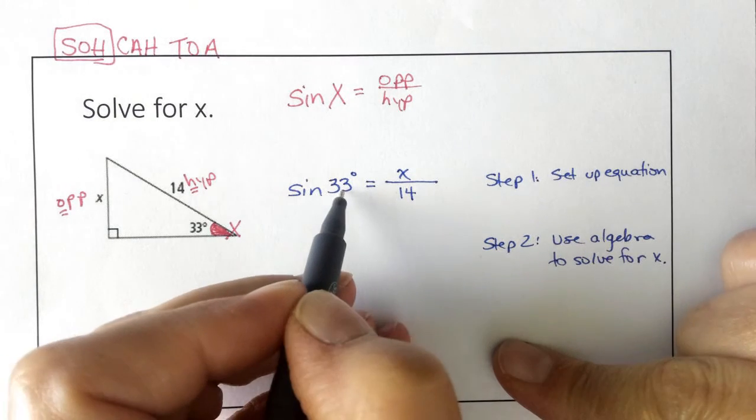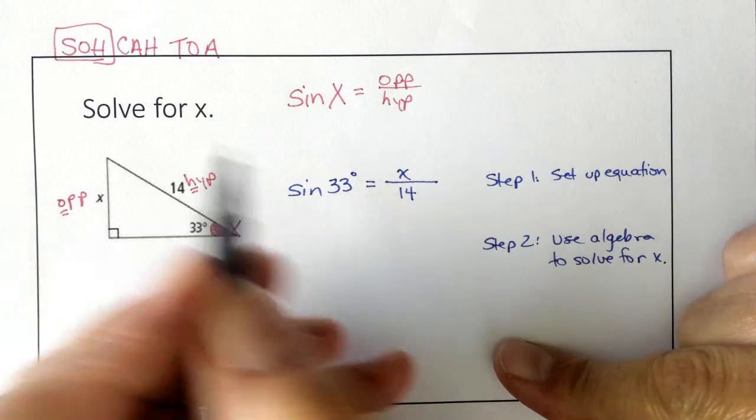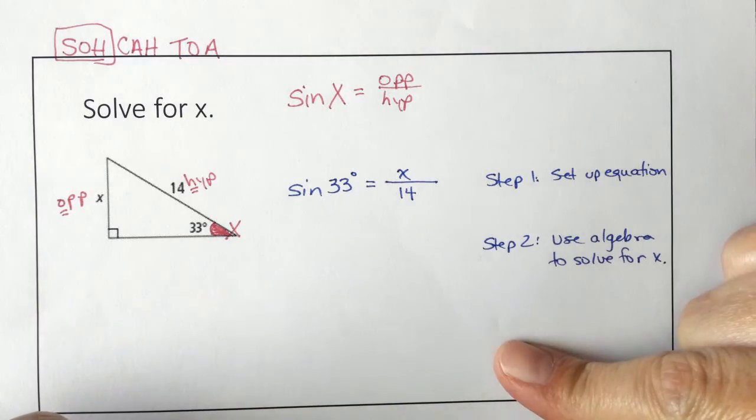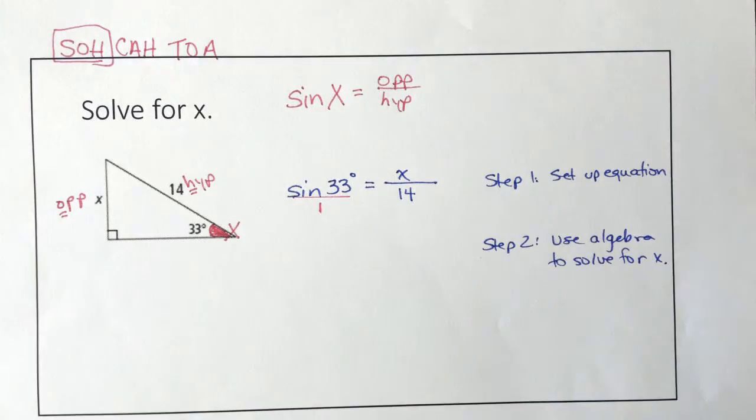Put this sine 33 degrees, that's a number. The calculator is going to turn that into some ugly decimal number. Put that left side over 1 every single time. Anything can be put over an understood 1 and still be equivalent to what you started with. And cross multiply. Okay? That's your best option so that every single problem gets solved the same way. It's less confusing if you'll just do it that way every time.